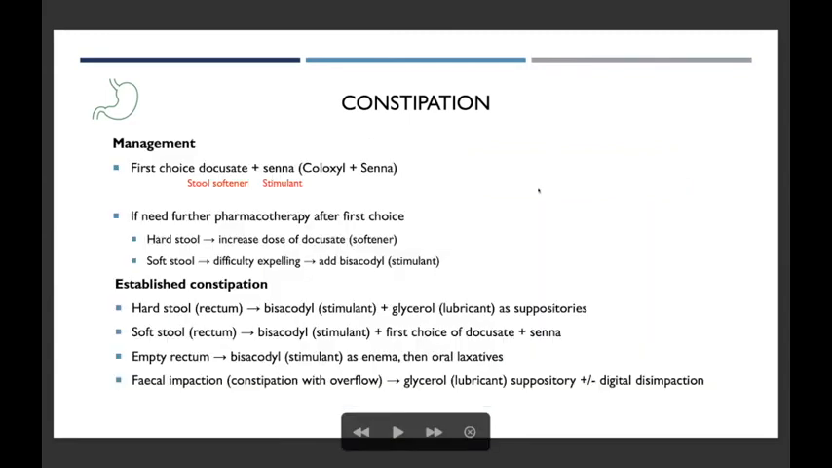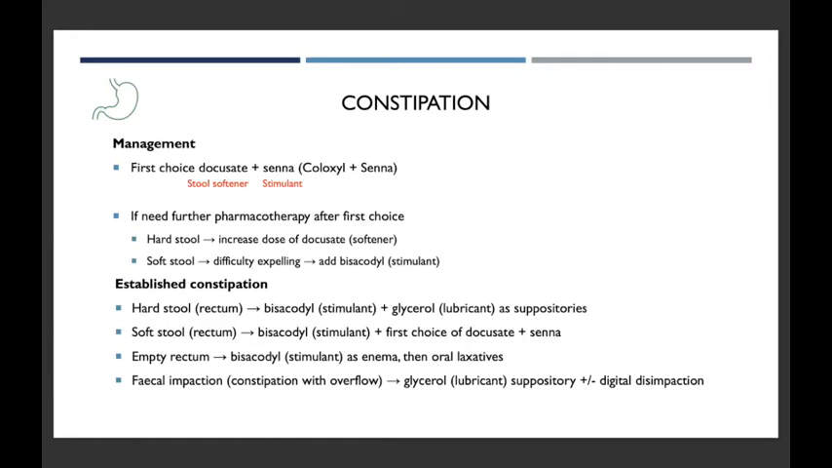In terms of actually managing constipation, if it's an initial constipation, the first choice is the docusate senna, which is known as Coloxyl with senna colloquially. So this is a stool softener with a stimulant. If this isn't working and it's a hard stool, we can increase the amount of softener. If it's a soft stool, we can increase the stimulant to try and push it out. So try and think it through in terms of what's the actual cause, what's happening, and then what can I give to combat that. So hard stool, soften it. Soft stool not coming out, stimulate it.